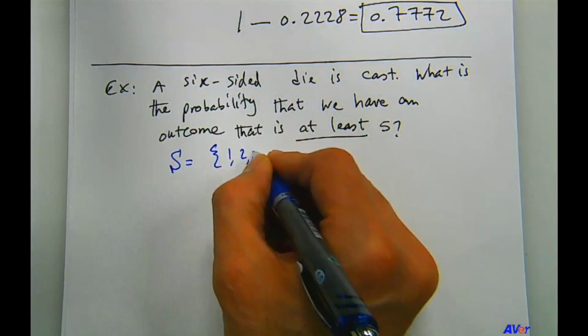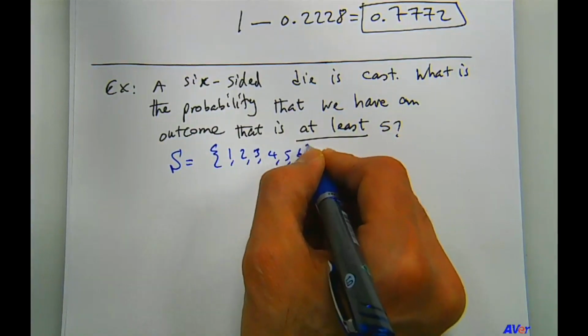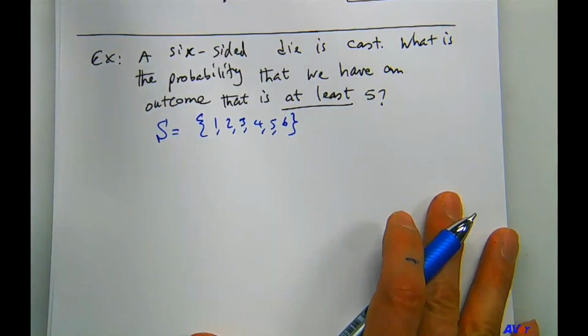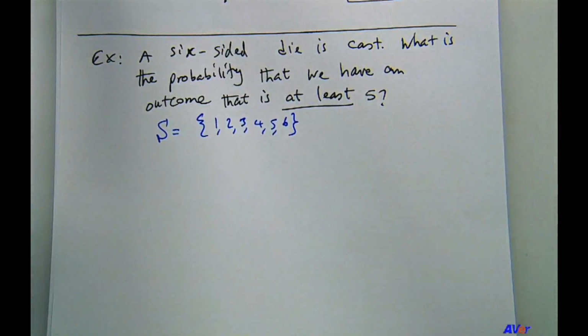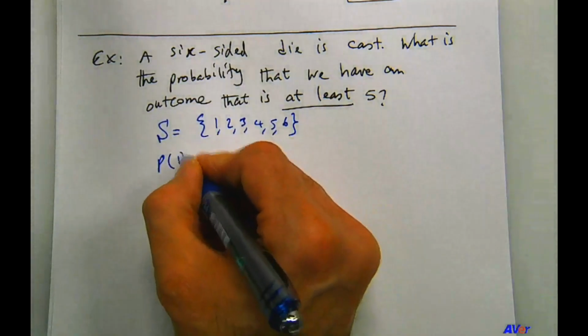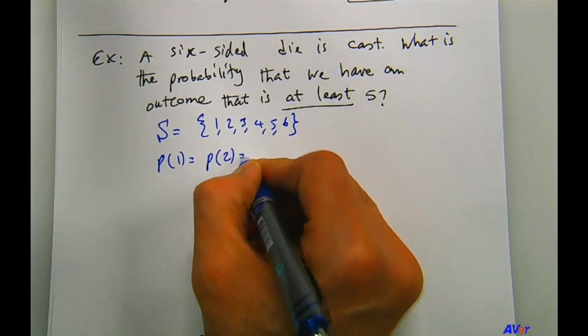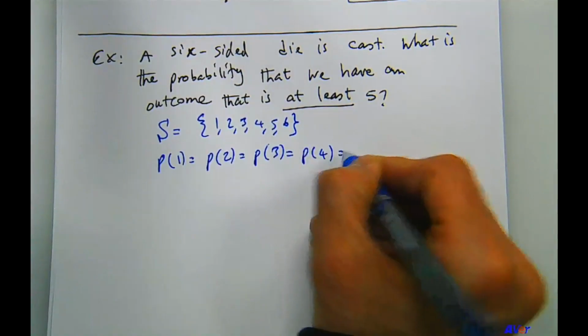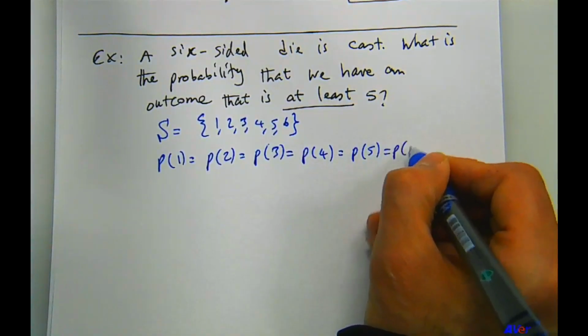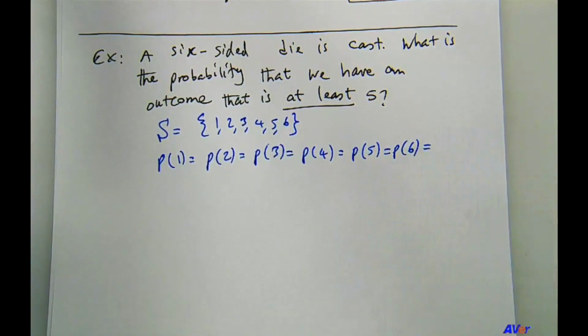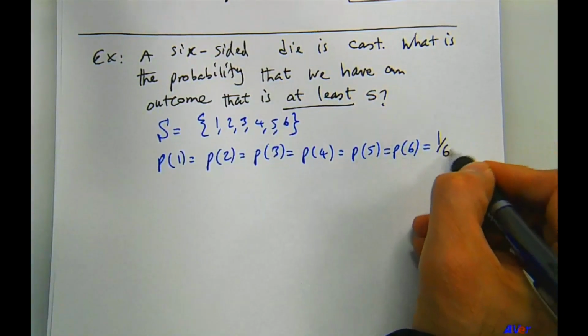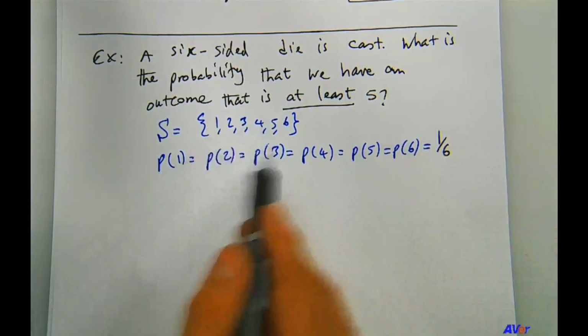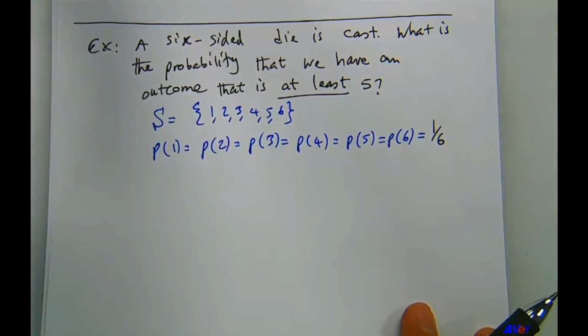We already know it's 1, 2, 3, 4, 5, and 6. We also know that in a sampling space like this, all the outcomes are equally likely. In other words, probability of 1 equals probability of obtaining 2 equals probability of obtaining a 3 equals obtaining a 4, a 5, and a 6, and all of that is equal to 1 over 6. We know that. Each outcome is equally likely.